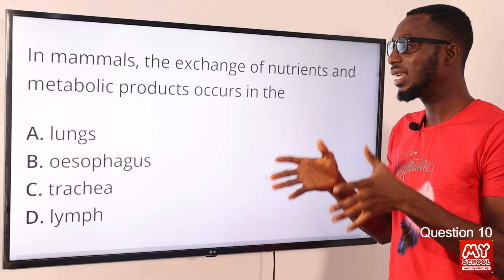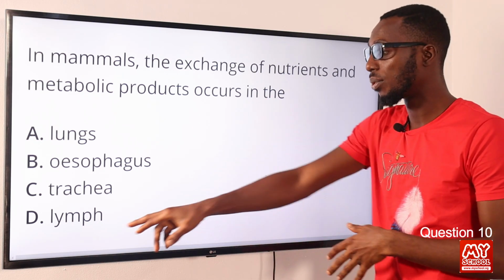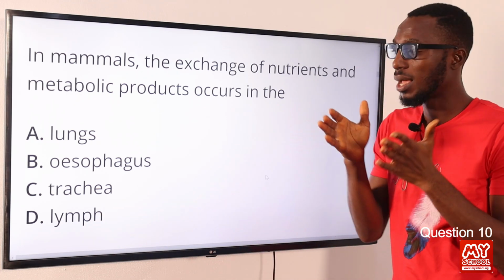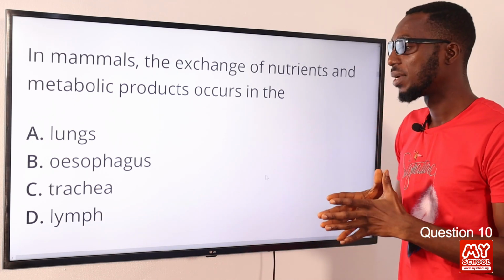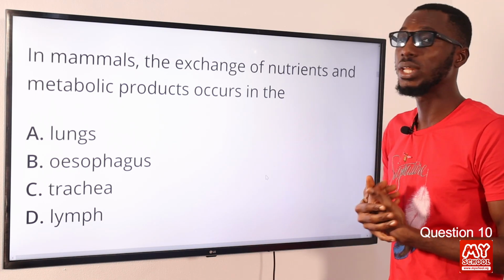So basically, it is the blood that is the main medium when it comes to mammals. And what makes up the blood? We are looking at the lymph. It's part of what makes up the blood, an efficient transport system. So the most accurate option here is option D, the lymph.